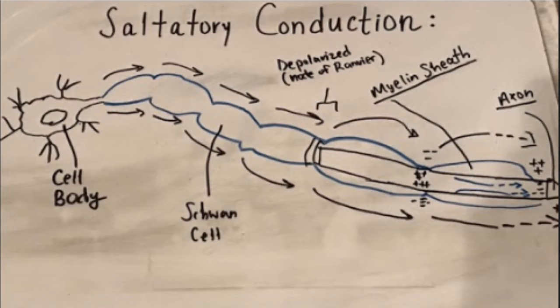These nodes serve as the point of contact between the axon membrane and the extracellular fluid. The arrows represent the action potential moving between the various nodes. As it reaches each new node, the action potential initiates itself. This mechanism is known as saltatory conduction, because the action potential is jumping from node to node along the axon.